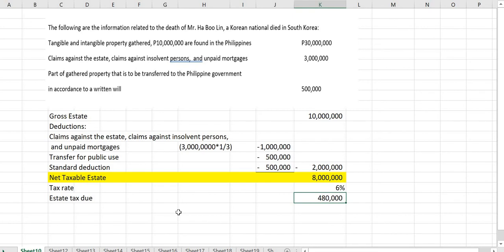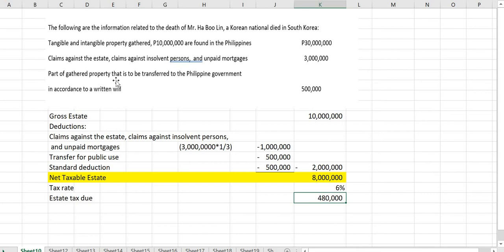So we have here information related to Mr. Ha Bulin, a Korean national, who died in South Korea. He has tangible and intangible property gathered. 10 million are found in the Philippines. So his world gross estate is 30 million, and what is in the Philippines is only 10 million. He has a claim against the estate, claim against insolvent person, and unpaid mortgage amounting to 3 million. And also part of the property gathered is property that is to be transferred to the Philippine government in accordance with a deed and will, amounting to 500,000.